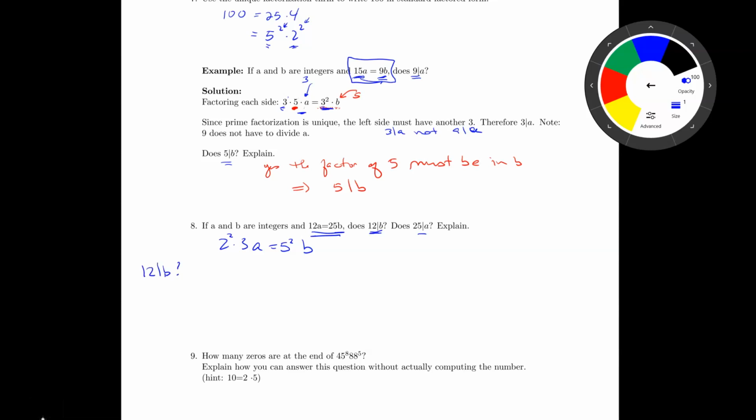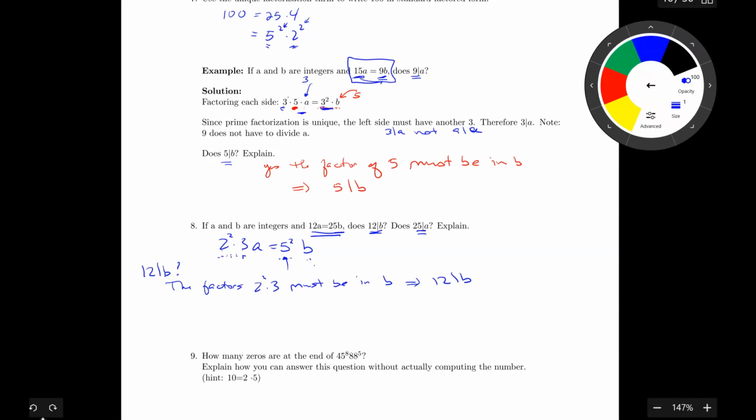So let's look over here. I do have the number 12 on this side, and I have 5 squared on this side. So the number 12 must be over here somewhere, but the factors of 2 and 3 are not in 5 squared, so they must be in b. So the factors 2 squared and 3 must be in b, so that must mean that 12 divides b.